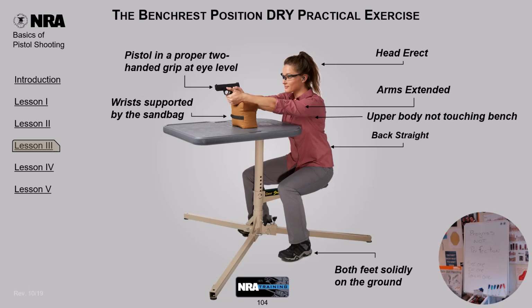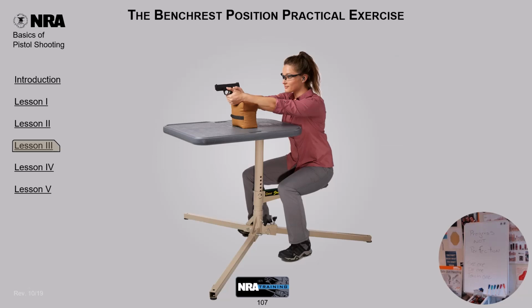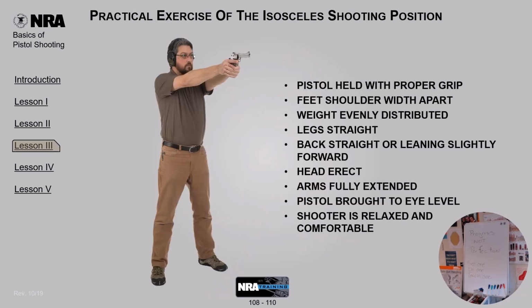Okay, bench rest, like I said, we are not going to be doing this, but if we were, this would be the position you'd really want to be in if you're going to sight in your gun. Now, there's a couple slides here. And we would be doing a bunch of stuff if we're going to do that, but we are not. So let's move on to the practical exercise of the isosceles shooting position.